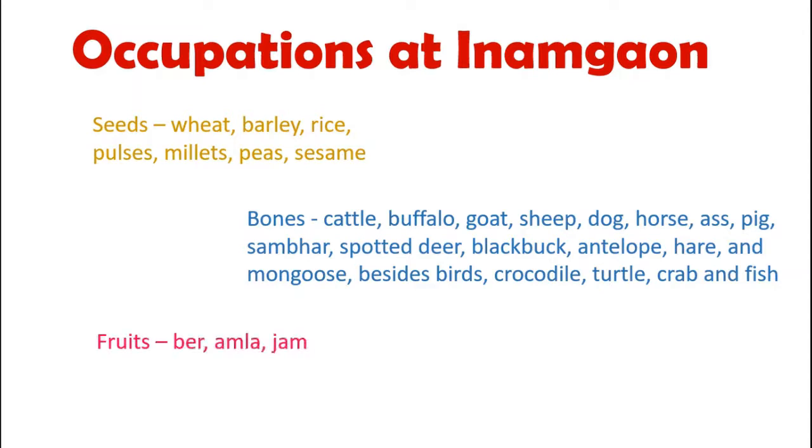Some fruits were also found, so we can imagine, or you say there was evidence of fruits like ber, amla, jamun, dates, and a variety of berries which were found there. So we can know that people used to grow rice, or did agriculture there, and there were lots of bones found. So we can imagine that people ate these animals, and they also collected several fruits like ber, amla, jamun, dates, and berries.